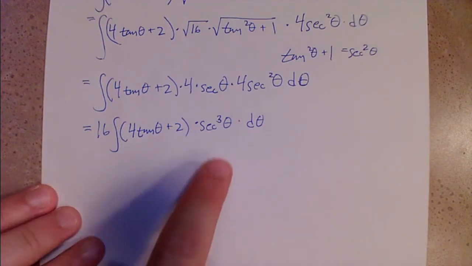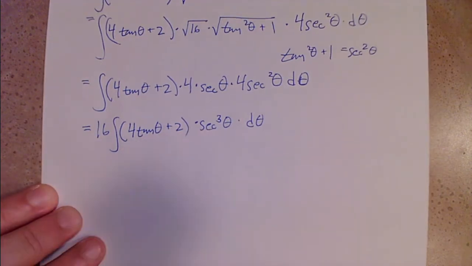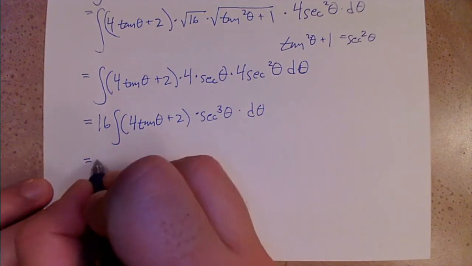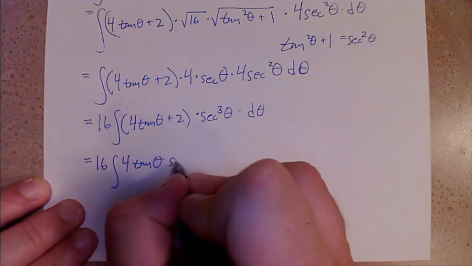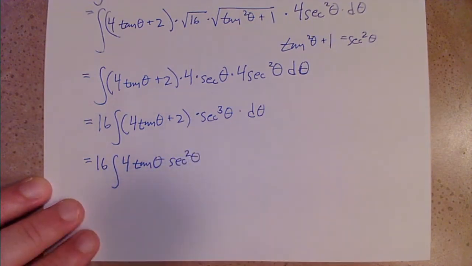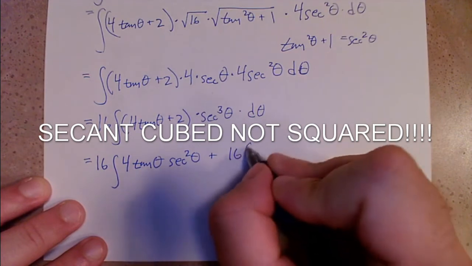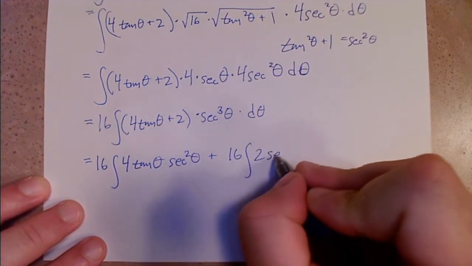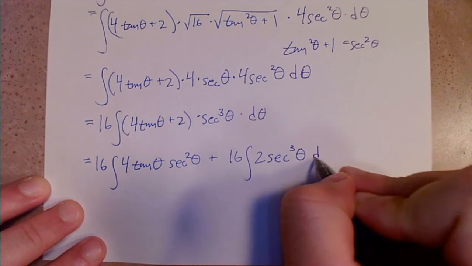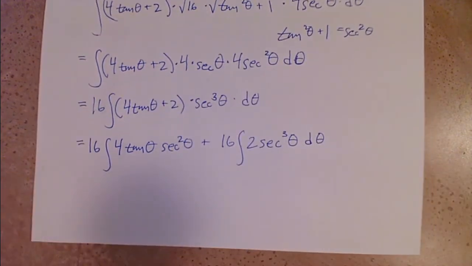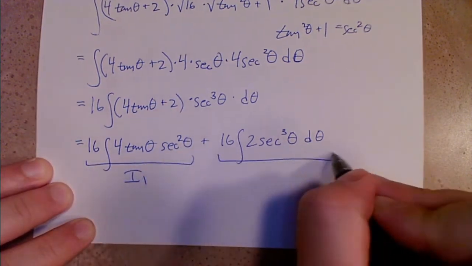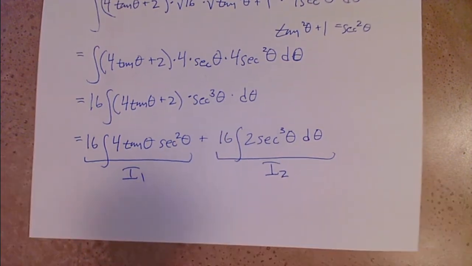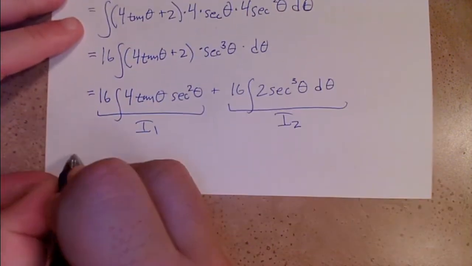I'm going to go ahead and distribute this secant cubed here and here. So I'm actually going to get two integrals. I'm going to get 16 times the integral of 4 tangent theta secant squared theta plus 16 times the integral of 2 secant cubed theta with respect to theta. So I have these two integrals. Let's go ahead and label them I1 and I2, because I'm going to actually handle these separately. So let's first talk about I1.